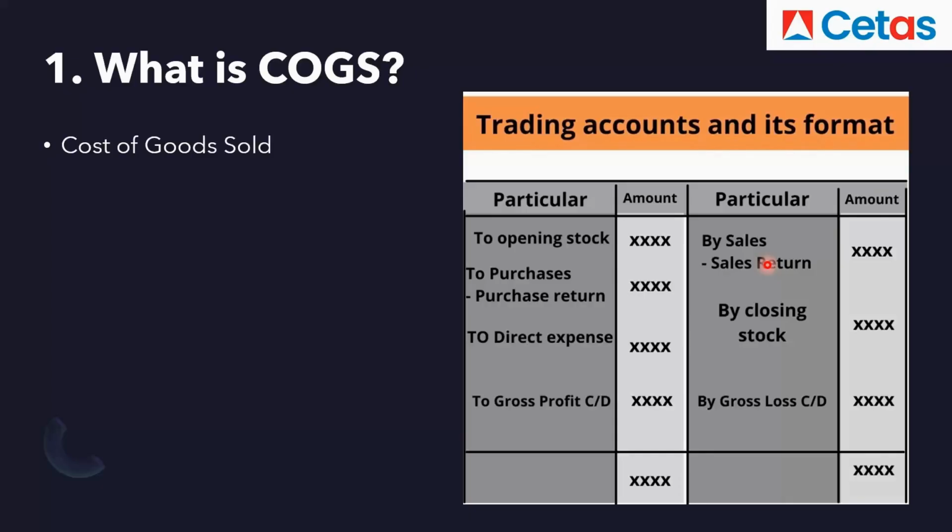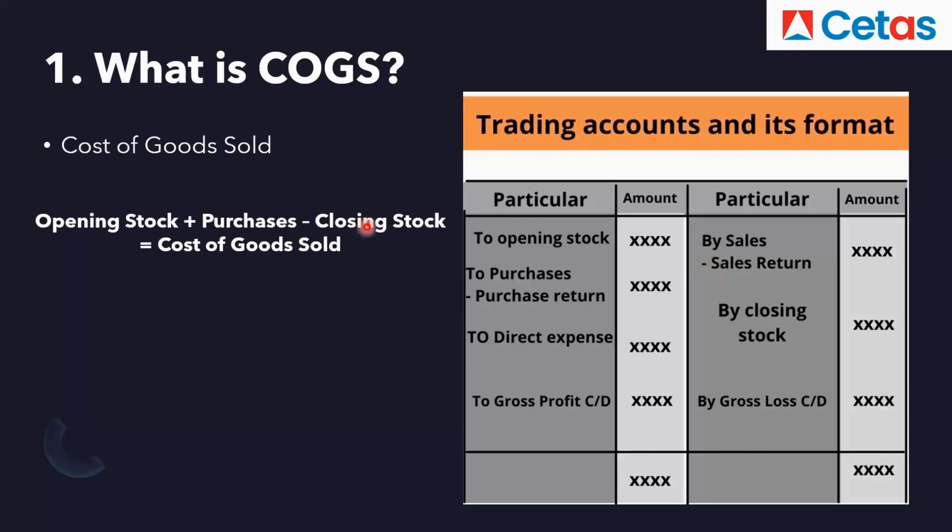Within this process, COGS is what we get from considering the opening stock, adding the net purchases and the direct expenses, and then subtracting the closing stock before deducting it from the net sales. So basically, opening stock plus net purchases and direct expenses minus closing stock is my cost of goods sold.